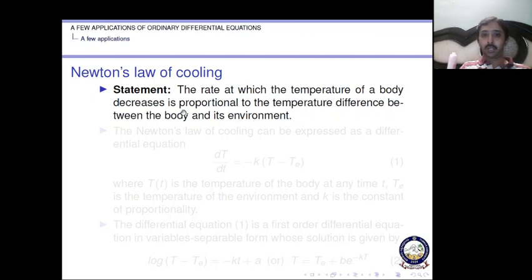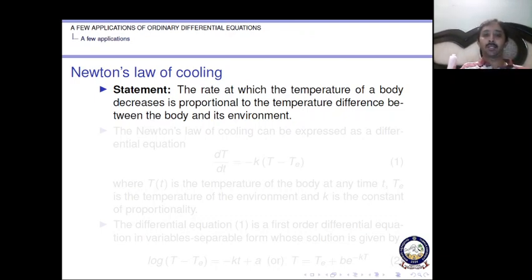What does this mean? It means that the temperature of a body decreases, and we consider the rate at which it decreases. There is a particular object or body which is brought in the vicinity of a certain environment, and suppose the temperature of the environment is much lesser than the temperature of the body. Then the statement is that the rate at which the temperature of the body decreases is proportional to the temperature difference between the body and its environment.